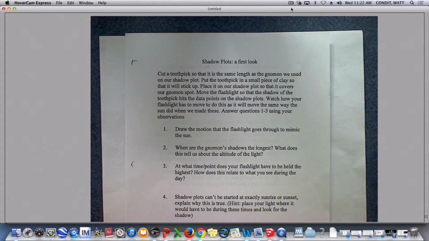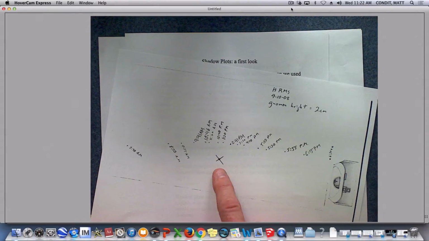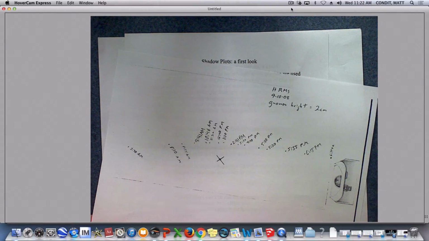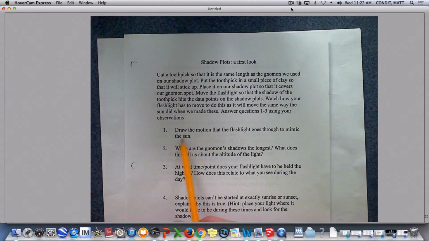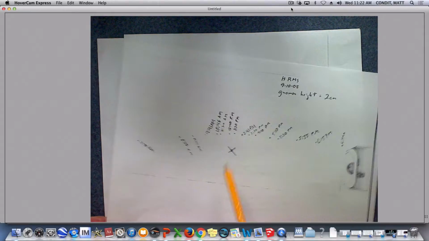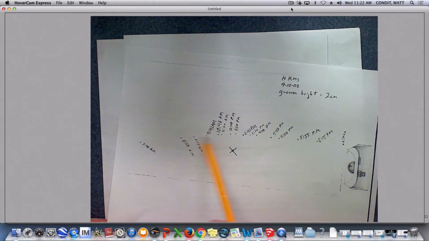Hi everybody. If you missed our assignment in class, Shadow Plots a First Look, I want to go over some really important concepts that we discovered. We put a little toothpick right on our gnomon and used our flashlights to try and mimic what the sun would do to make these points. And this is the motion that the flashlight goes through to mimic the sun. Notice that the shadows go from really long to shorter, and then they start getting long again.